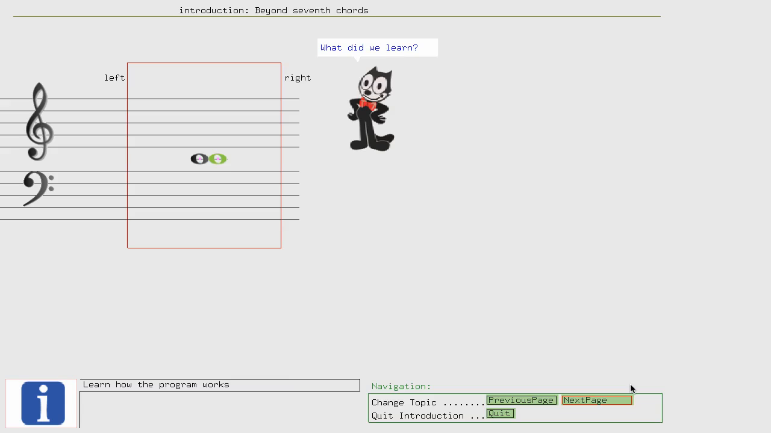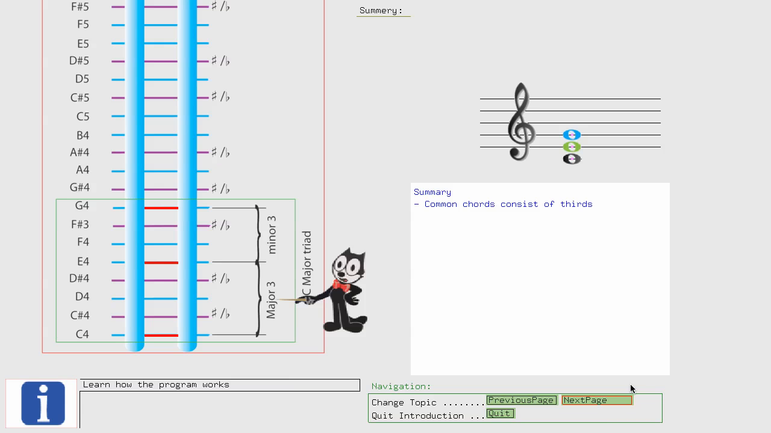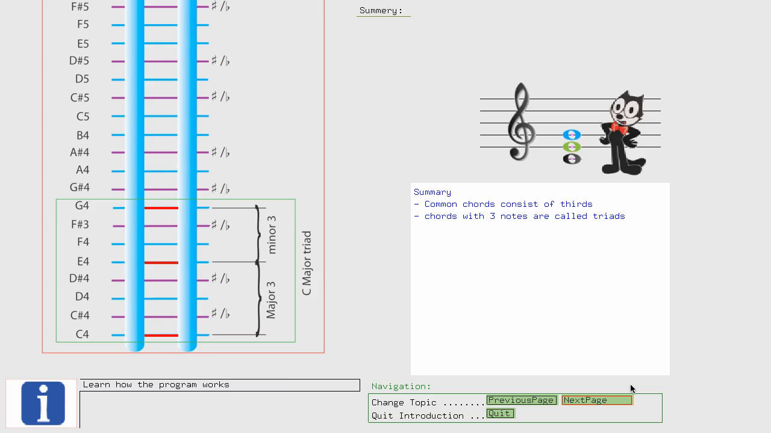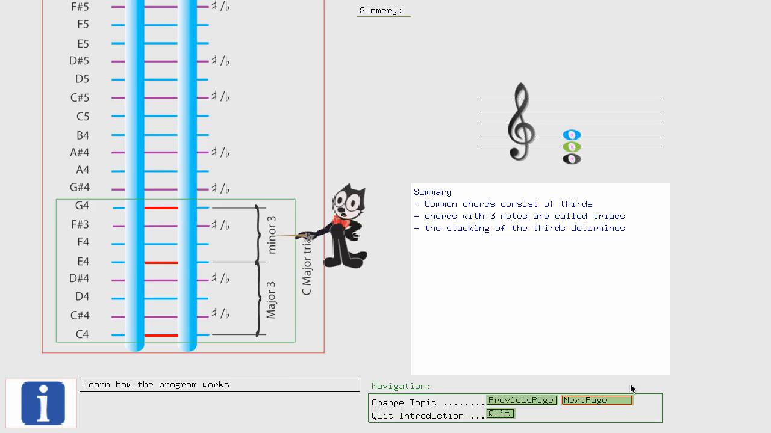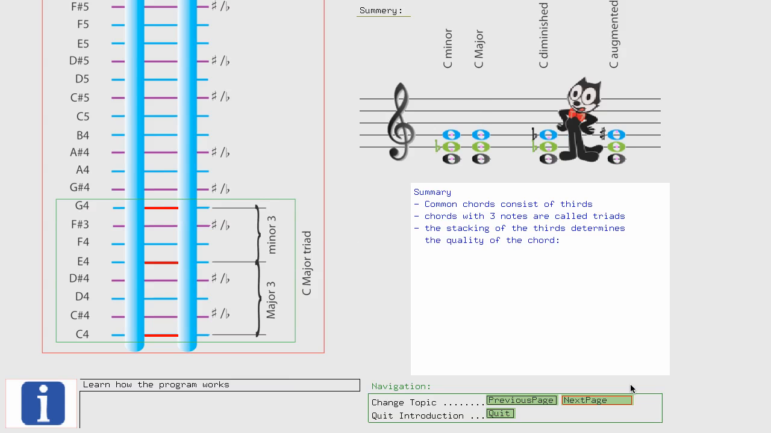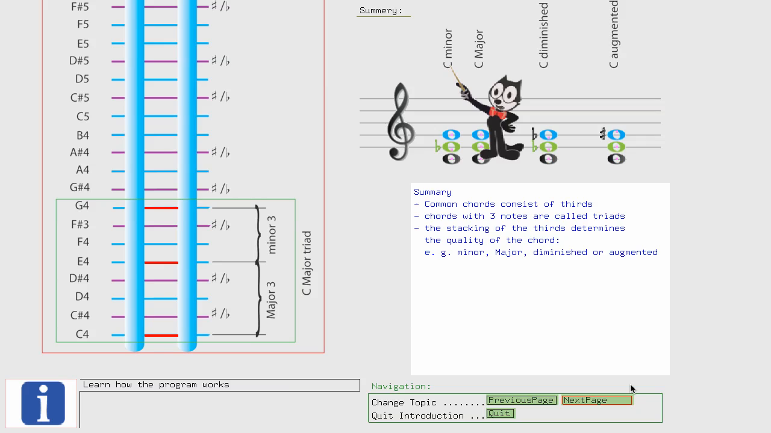What did we learn? Common chords consist of thirds. Chords with 3 notes are called triads. The stacking of the thirds determines the quality of the chord. For example, minor, major, diminished or augmented.